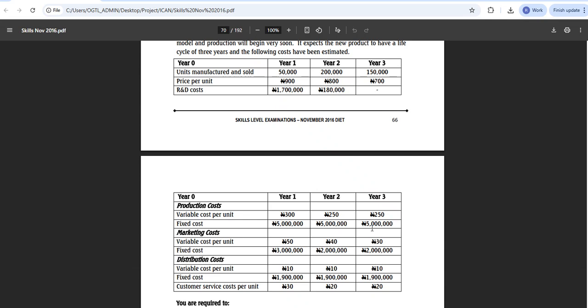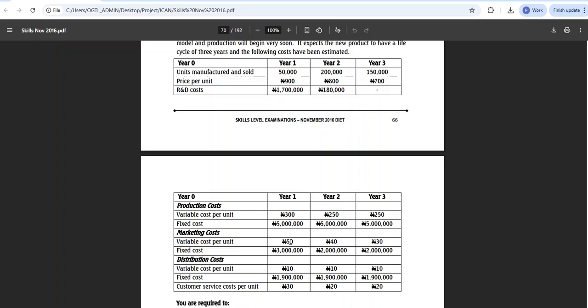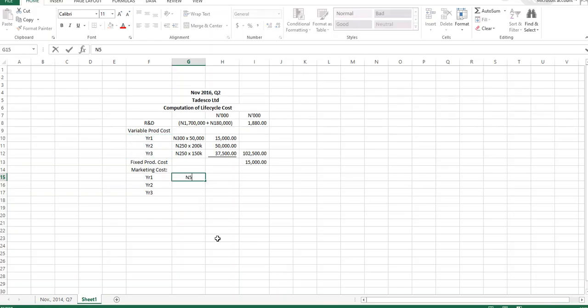Next, what do we have? We have our marketing cost next. So marketing cost, what do we have on it? We also have for year 1 to 3, 50 naira, 40 and 30, right? 50 naira times 50k, 40 naira times 200k, right? Repeat 30 after me. 30 times what? 150k. Who does not understand this, please?